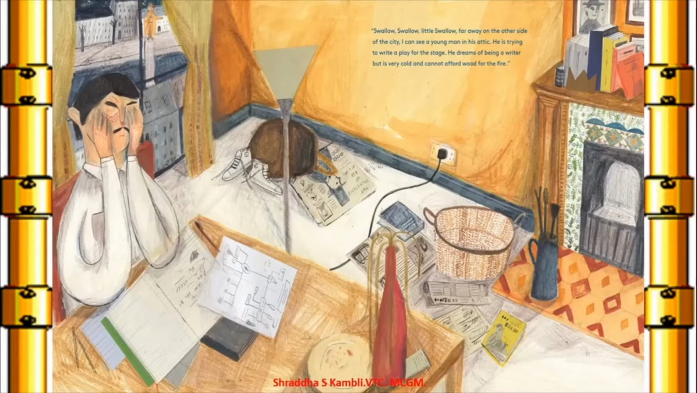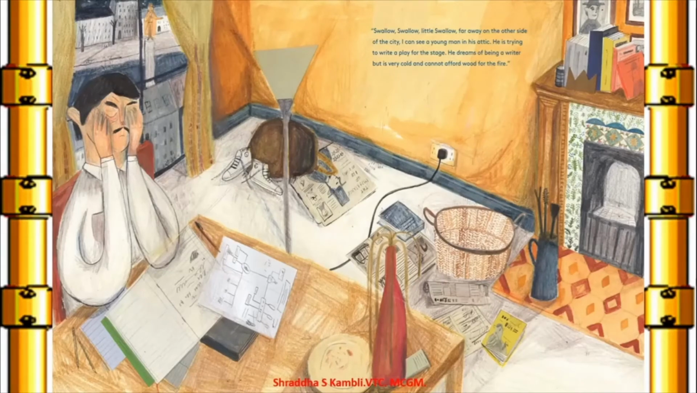He tells him, "Swallow, swallow, little swallow, far away on the other side of the city, I can see a young man in his attic. He's trying to write a play for the stage. He dreams of being a writer, but it is very cold and he cannot afford wood for the fire, and no one is buying his books." Okay, so the prince now wants the swallow to help this particular writer.